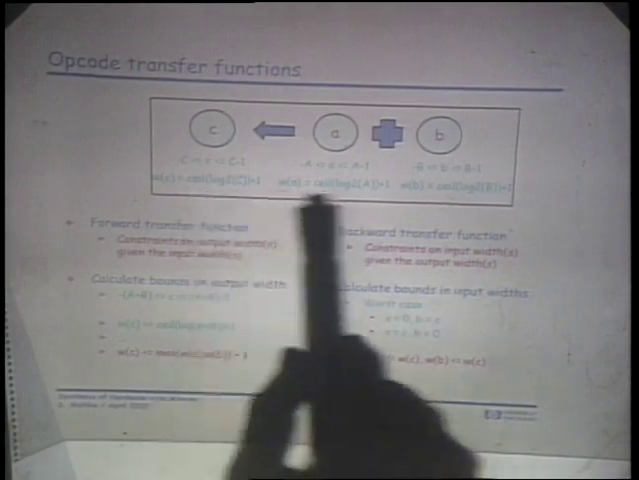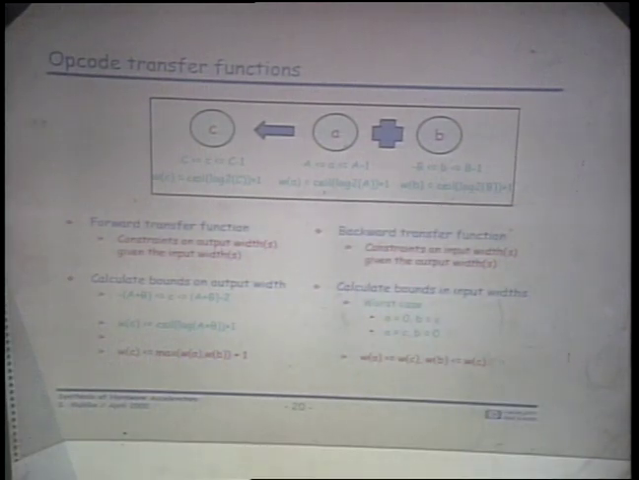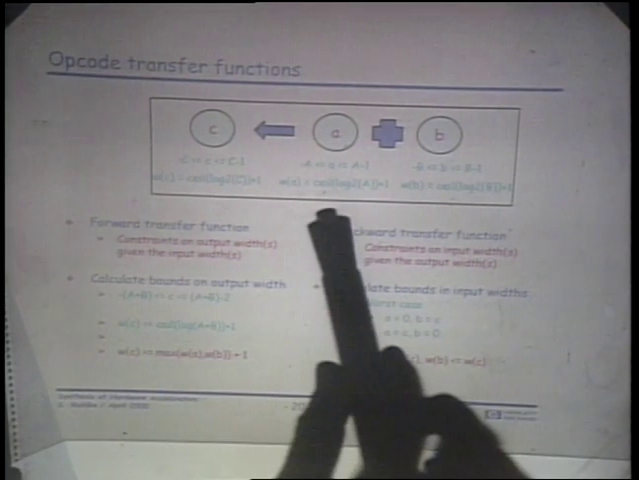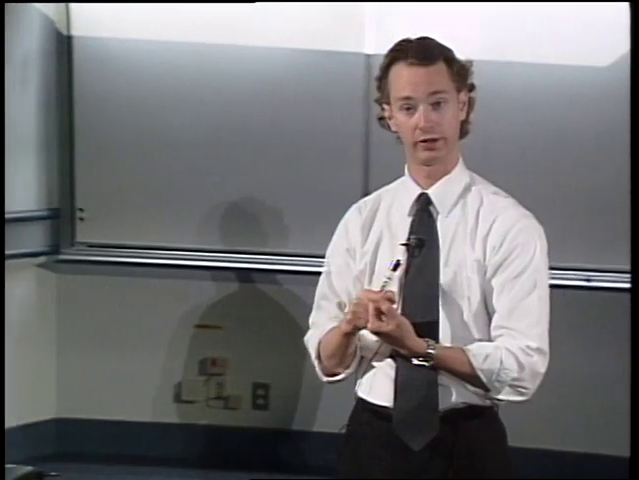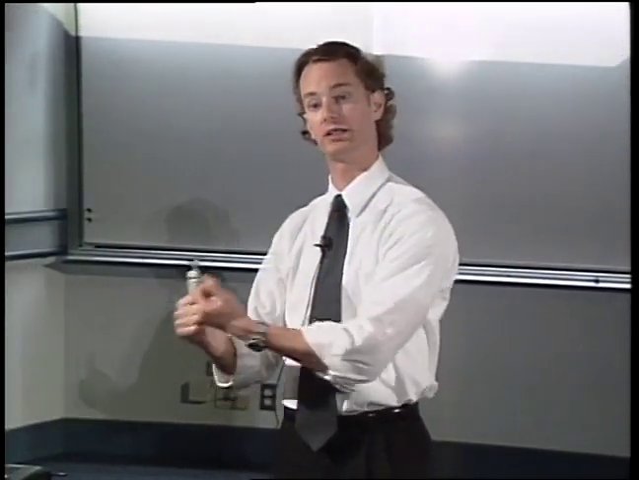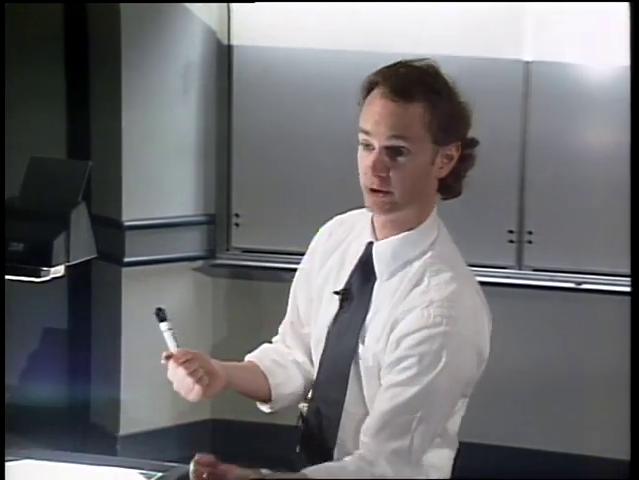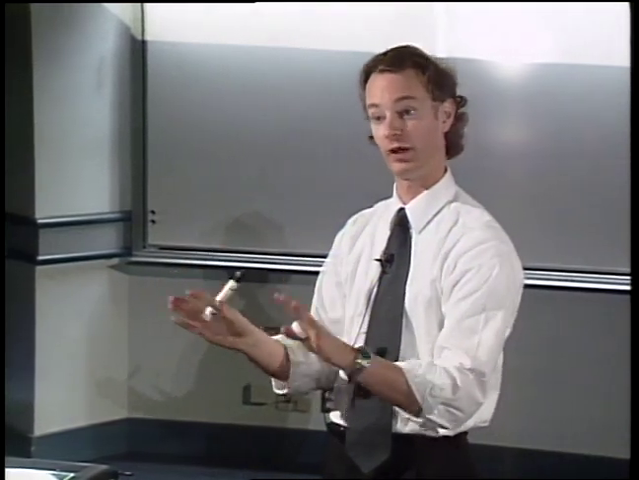Now on the backward side, given that we know something about C, what can we say about A and B? Again, we look at the worst case. The worst case is that one of these is 0, and the other is equal to C. So if A is 0, then B is equal to C. What this says is that the width of A is constrained to be no bigger than the width of C, and similarly, the width of B is no bigger than the width of C. So if you have a 9-bit output, you only need to examine the lower nine bits of your two inputs to derive that 9-bit output. Any bits above that are irrelevant and you can throw away.